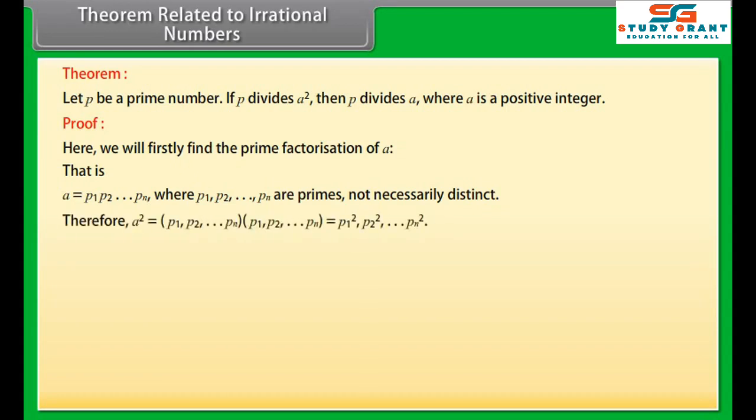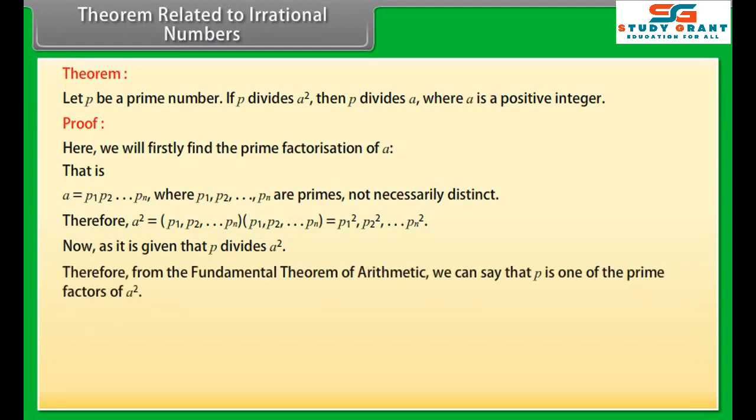Proof. Here we will first find the prime factorization of a. That is, a is equal to p1, p2, and so on till pn, where p1, p2, and so on till pn are primes, not necessarily distinct. Therefore, a square is equal to p1 p2 ... pn times p1 p2 ... pn, which is equal to p1 square, p2 square, and so on till pn square.